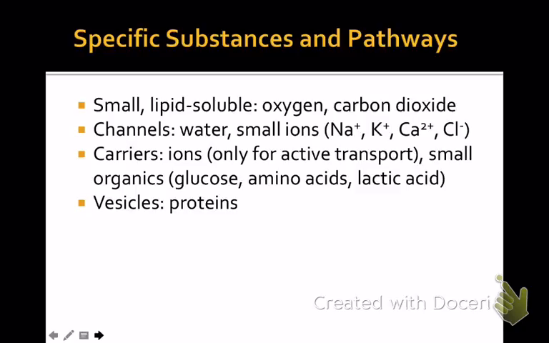And we need to talk about this third category, which is carriers. Carriers are simply a second kind of transmembrane protein that are very specific. And we have carriers that will carry ions for active transport. And we also have carriers that will pick up our small organic molecules, which includes, but is not limited to, glucose, amino acids, and lactic acid.